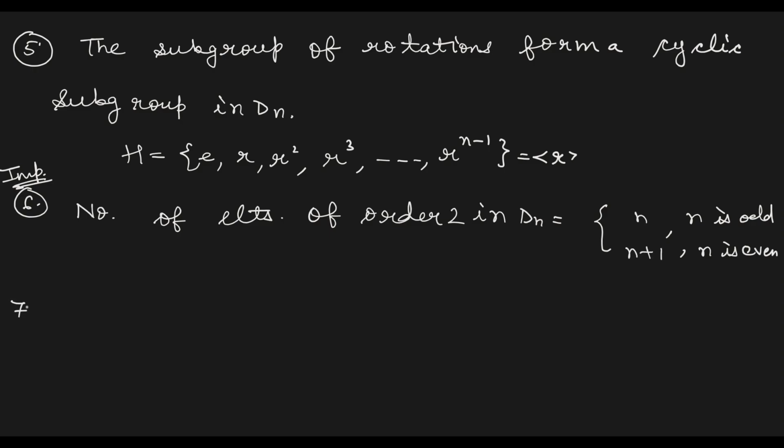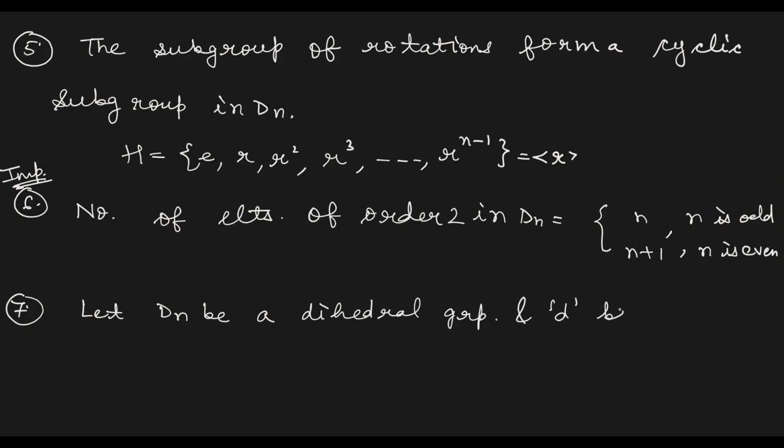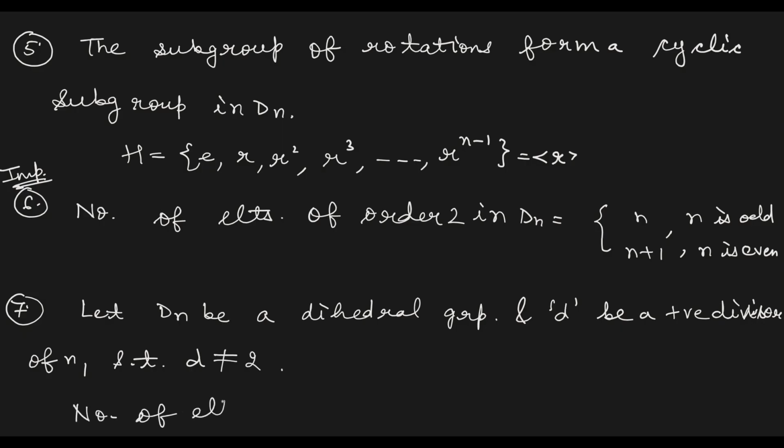Next, let Dn be a dihedral group and d be a positive divisor of n such that d is not equal to 2. The number of elements of order d in Dn is equal to phi d.